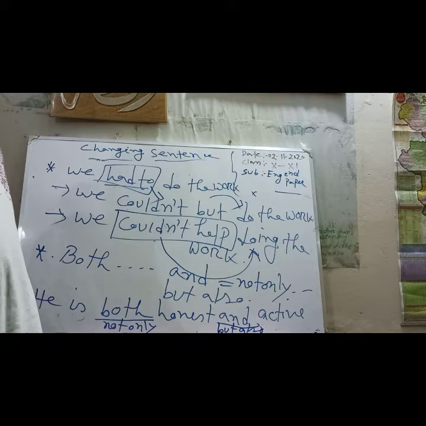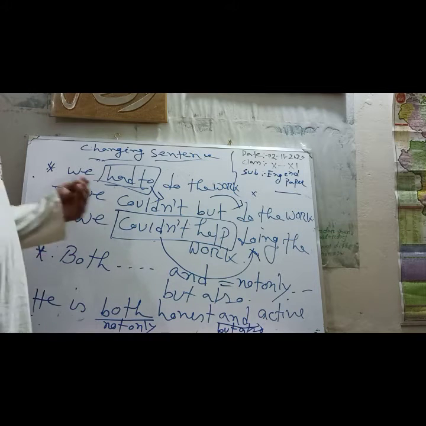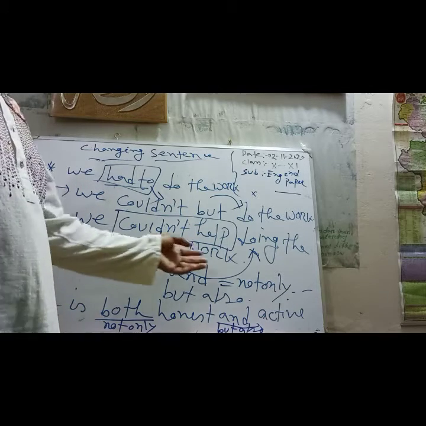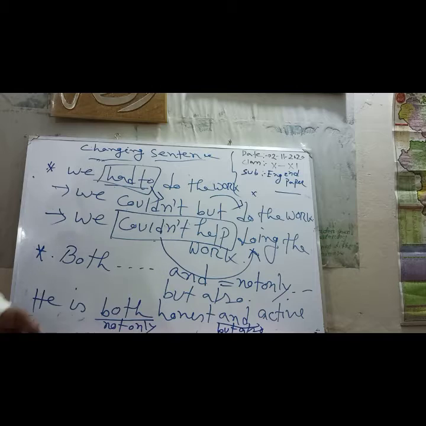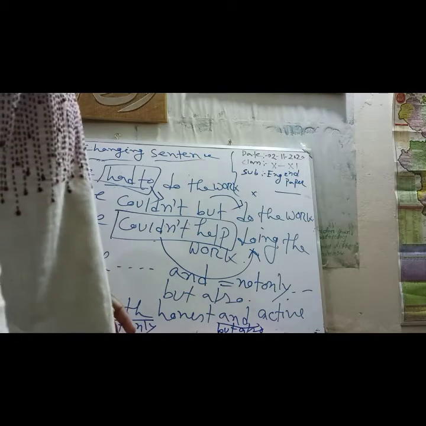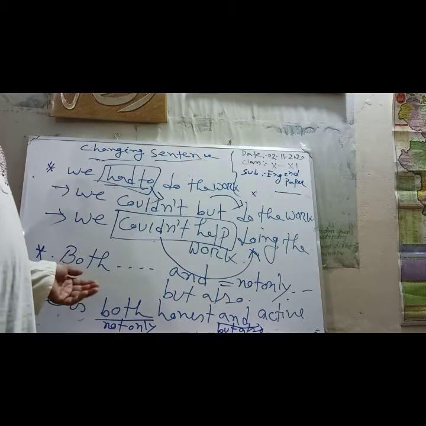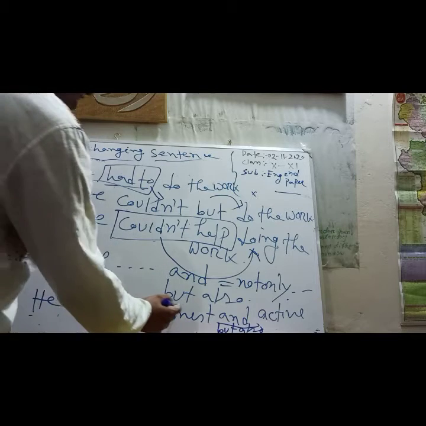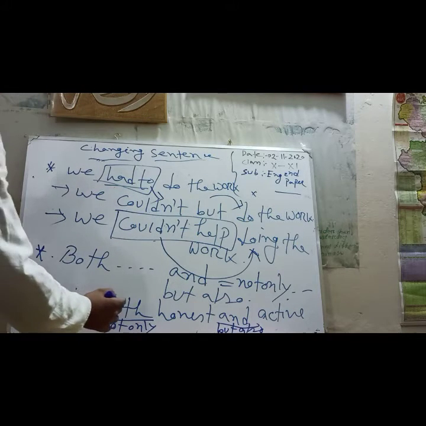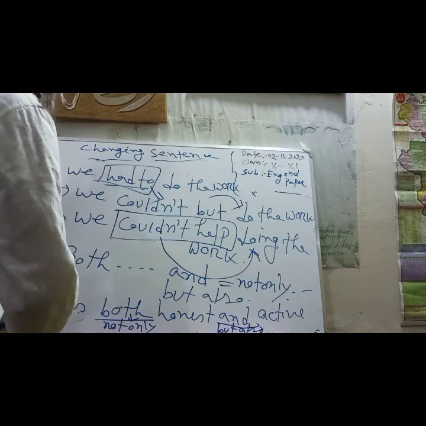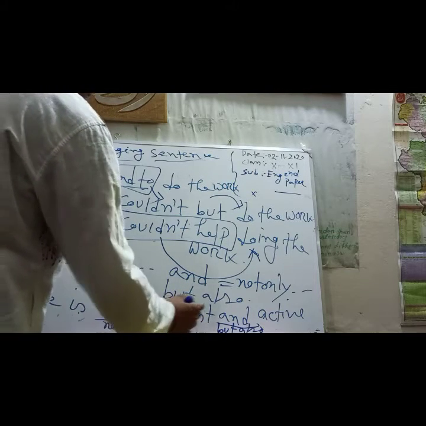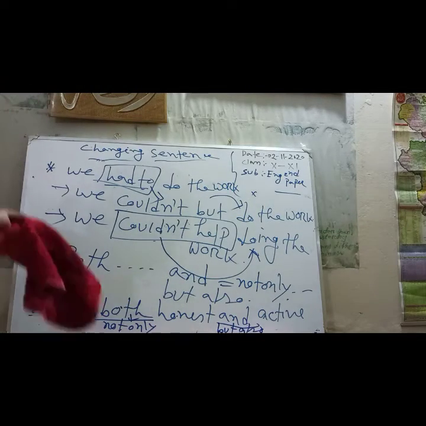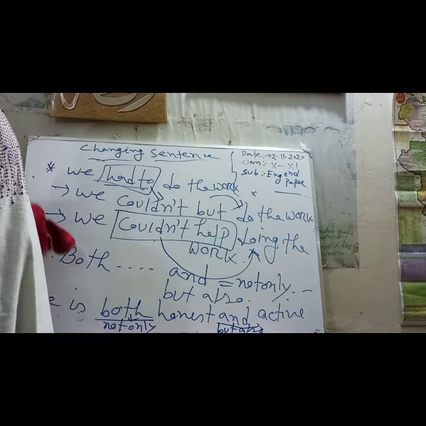So you can easily say, if you get an affirmative sentence made by both and, for a negative sentence we usually use not only but also. So here is the example: he is both honest and active. The answer is: he is not only honest but also active. This is the example.